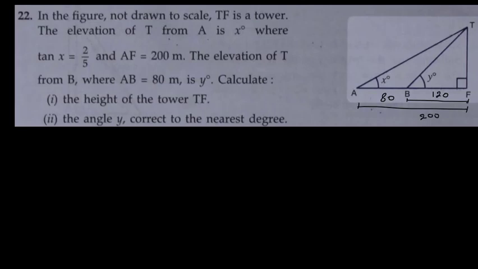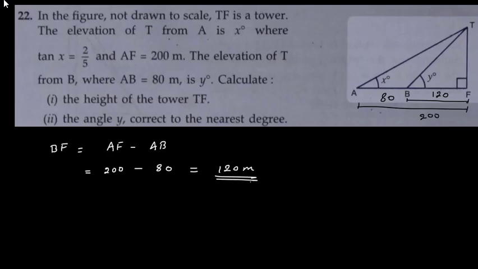Calculate the height of TF. So this TF we have to find out. I don't know this angle x, I don't know this angle y. The angle y is to be corrected to the nearest degree, and then I have to find this angle y. First you are going to find the value of BF. BF is equal to AF minus AB. So AF is 200 minus AB is 80. So BF is 120 meters. Now I got the value of BF.